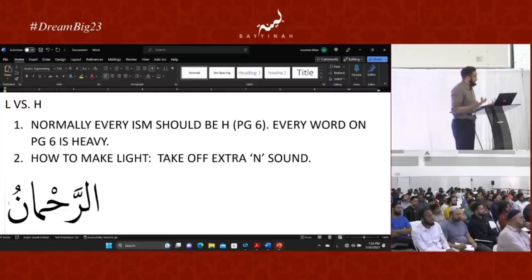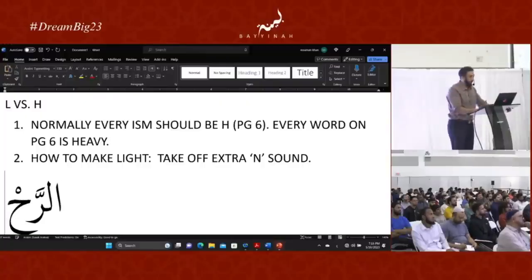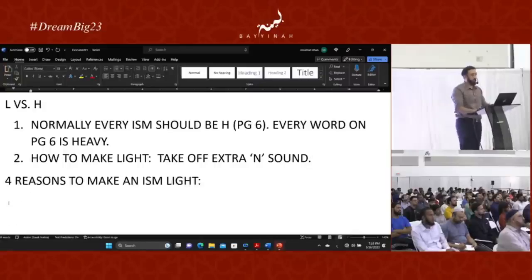There's no extra N. By the way, we can't even say light and heavy right now because there's an al there. We don't care about that question, remember? Good. Okay, so now let's come back to the question. So we know there has to be 4 reasons to make a word light. Let's come back to that now. Now we're ready for that.